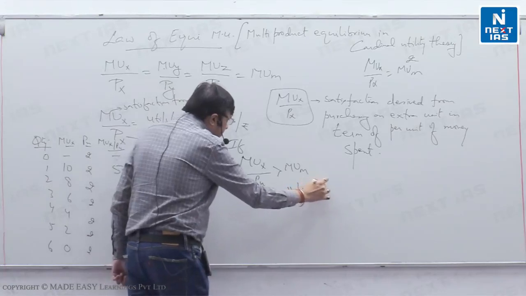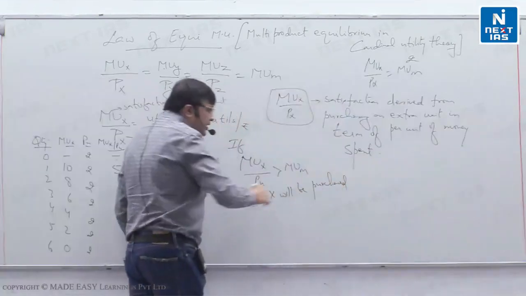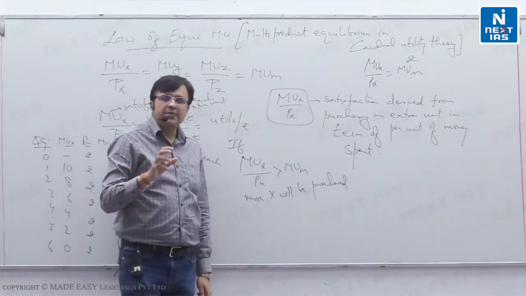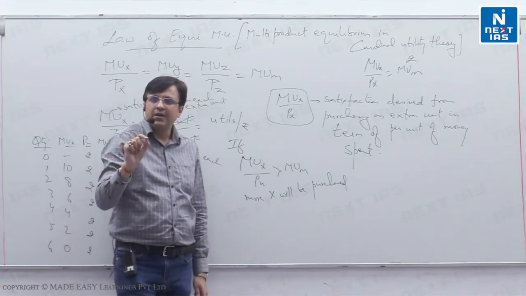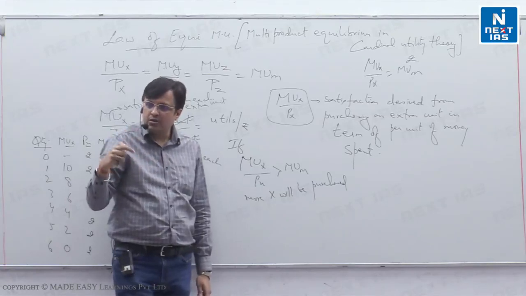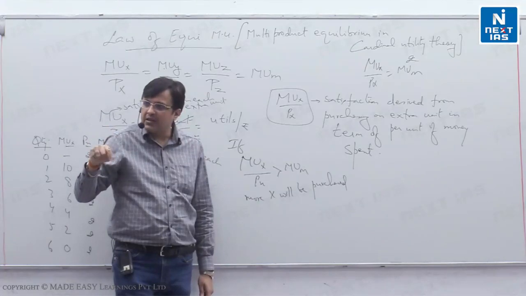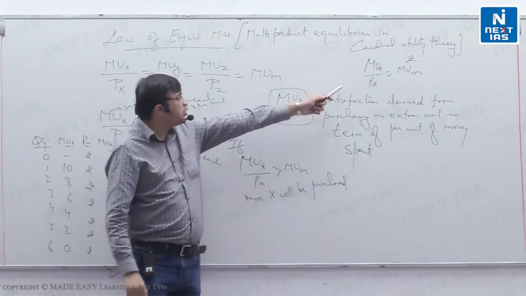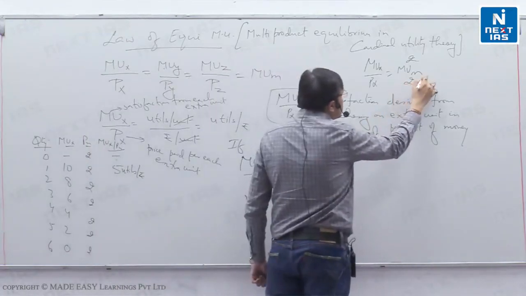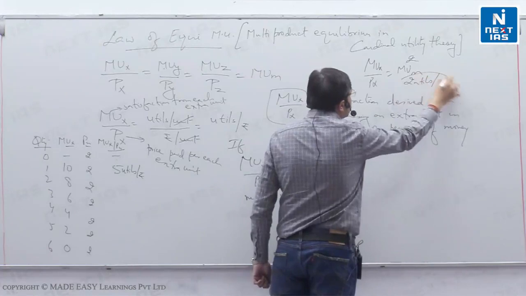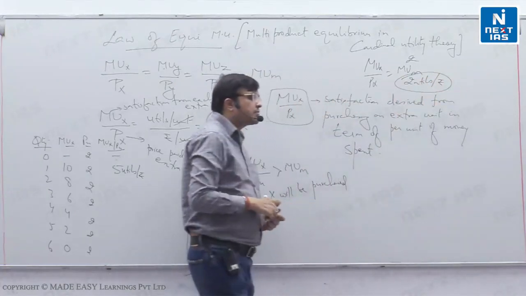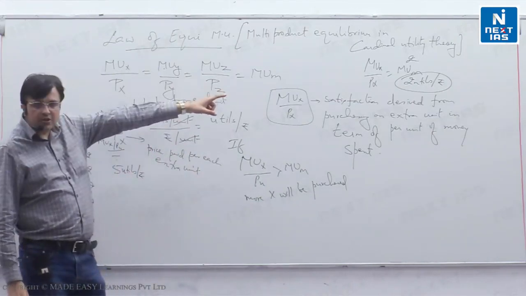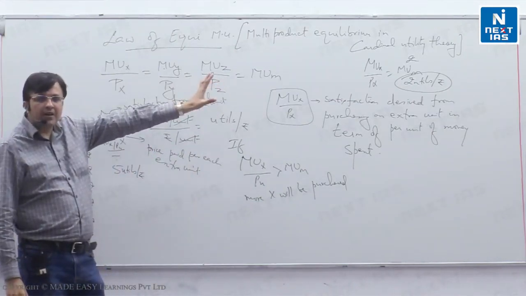Right? Because MUX by PX is greater than MUM, so more X will be purchased. And if MUX by PX is less than MUM, that means the satisfaction I am getting per rupee is lesser than the money I am paying, utils per rupee. When you say MUM is 2, it means 2 utils is what I get from each rupee. So if I get 5 utils from each rupee and I give 2 utils per each rupee, not a problem, I'm willing to buy that.